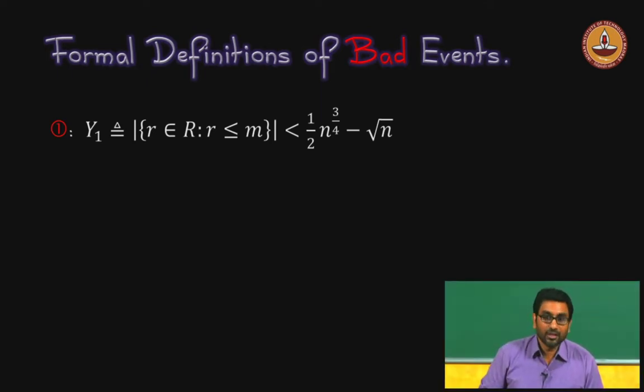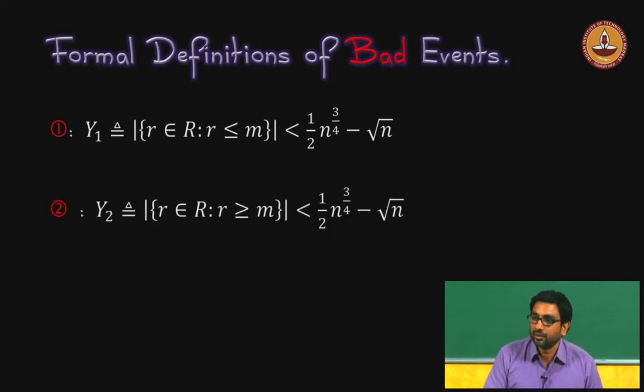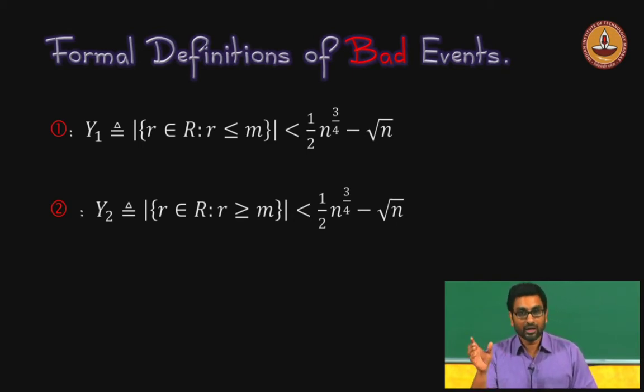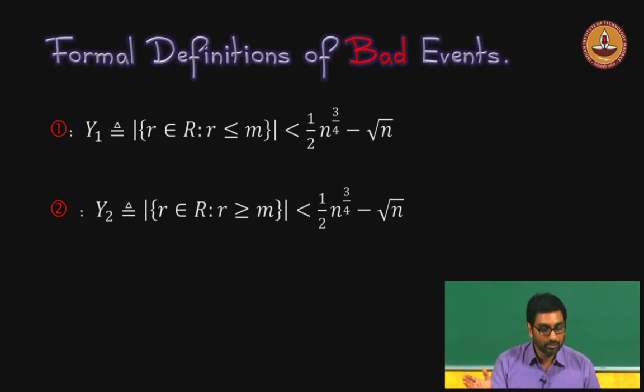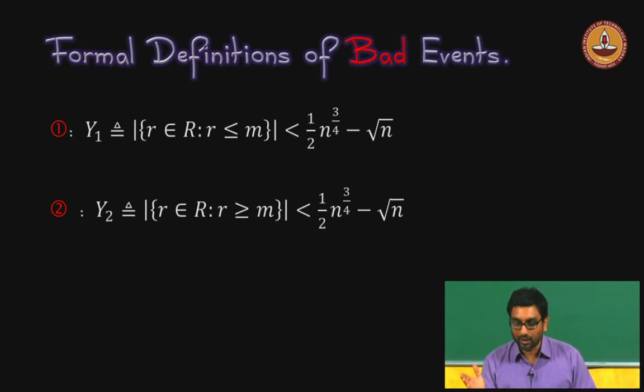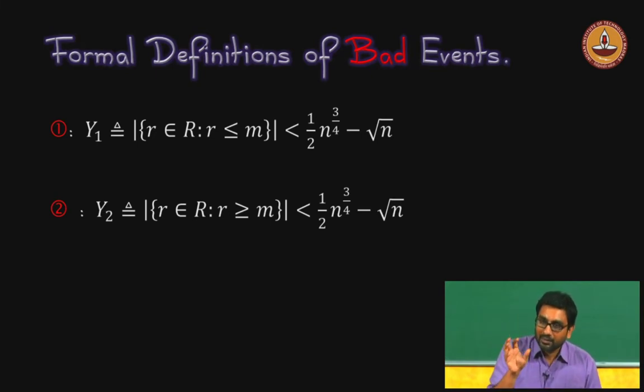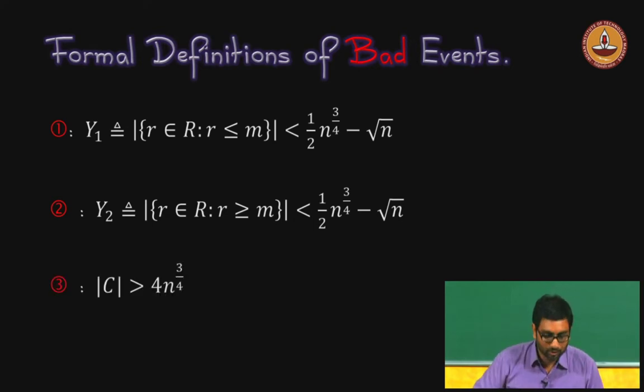Okay. If the first event is captured this way, the second event is going to be a mirror image. Here it is going to be another variable y2, where you are looking for all the elements greater than or equal to median in the sampled set R, and the bad event would be that the cardinality of that set, that is y2, is fewer than n to the 3/4 by 2 minus square root of n. This is too small. Okay. This is just a mirror image, so not too tricky.